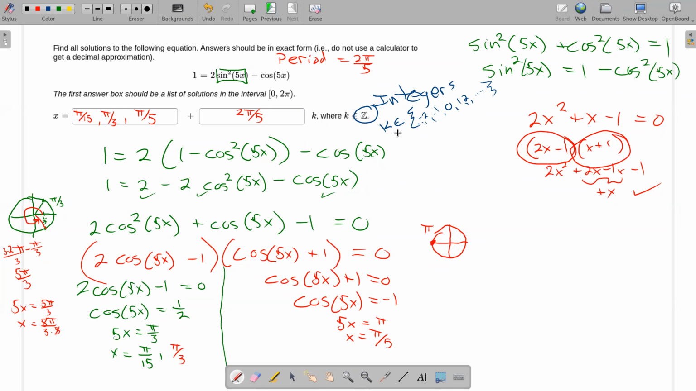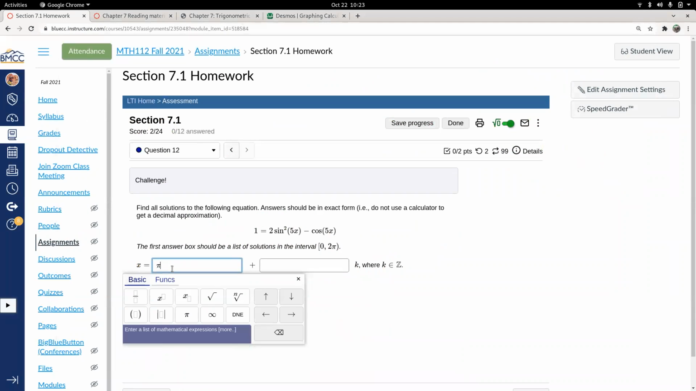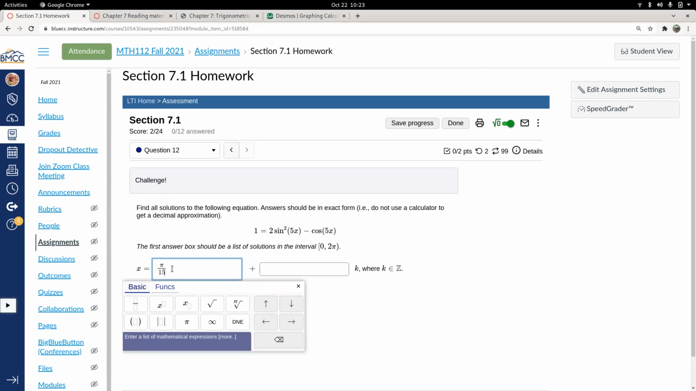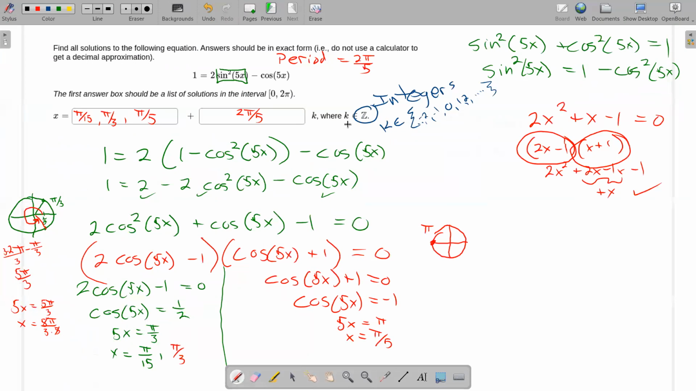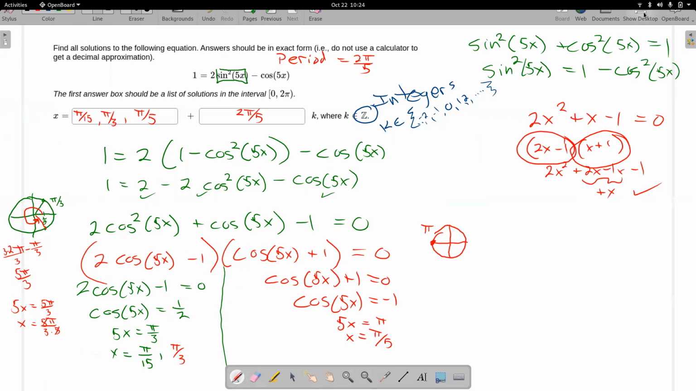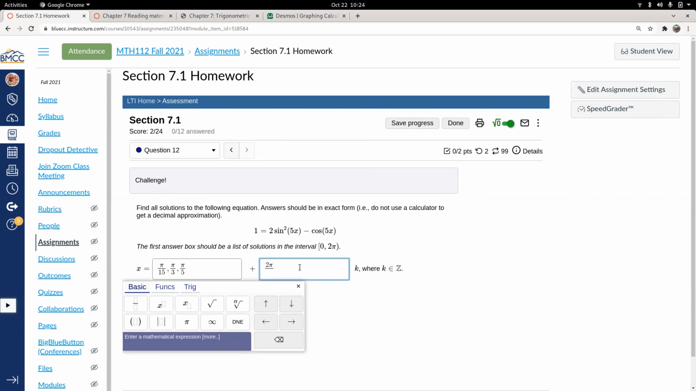Let's graph to see if that works. Okay, so I think I'm just going to type these in for now. Pi over 15, comma, pi over 3, comma, what's the other one, pi over 5. Double check. Yep. And then the period that generates more is 2 pi over 5.